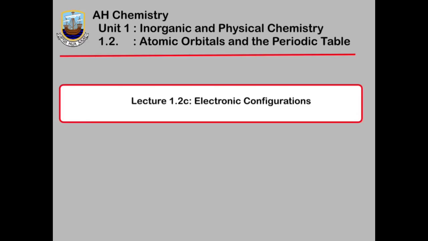In this lecture, we're going to learn how to write the electronic configuration for atoms and ions, taking into account the new level of detail we now have about all the different electron orbitals within an atom.